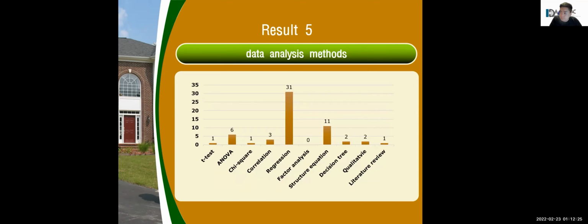And let's see the data analysis. Let's see how many studies contributed by the data analysis method. There are 10 analysis methods adopted by these collected researches.